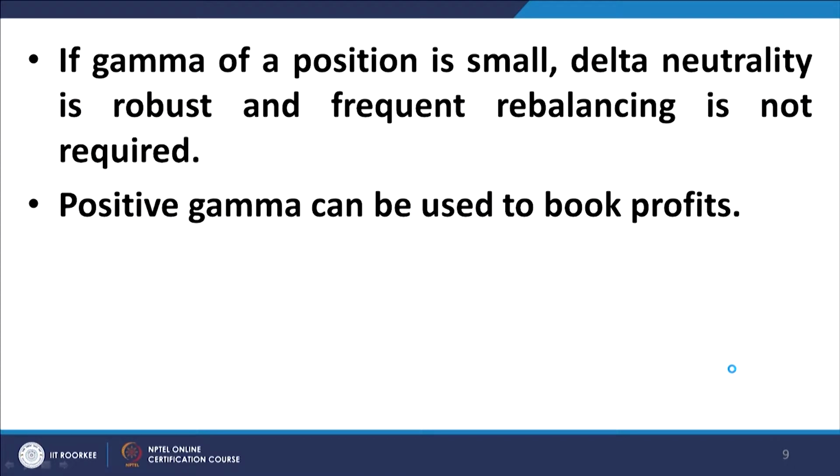Now, if gamma of a position is small, as I mentioned, rebalancing is not regularly required. If gamma is large, you require significantly rapid, quick rebalancing to ensure delta neutrality of the portfolio. Positive gamma can be used to book profits. I explained that in the last lecture. Then we talked about theta.